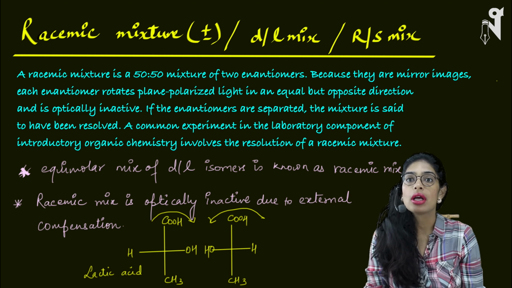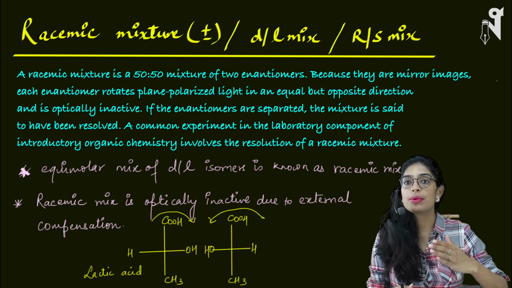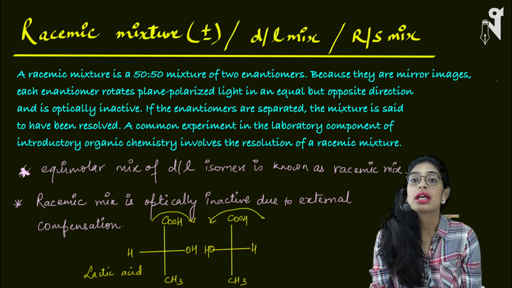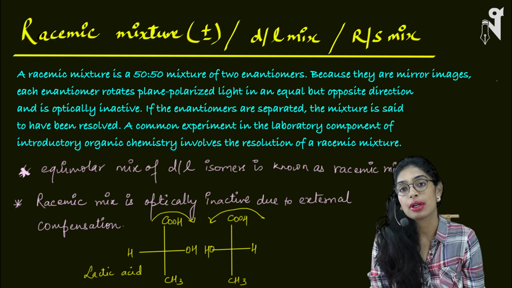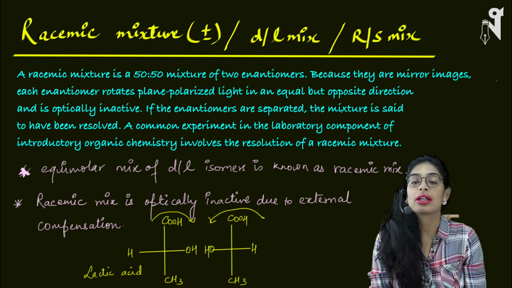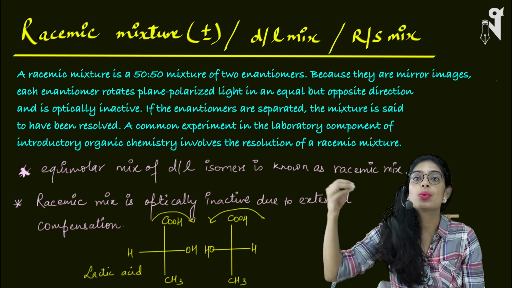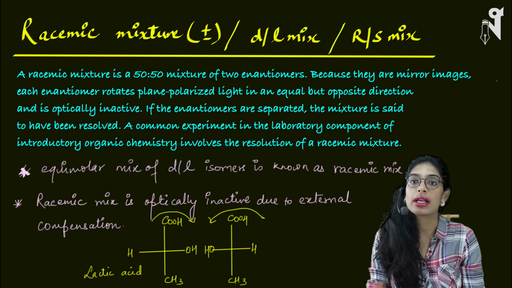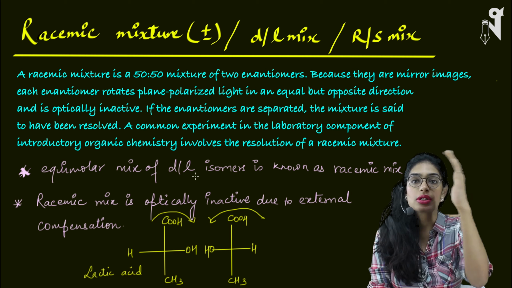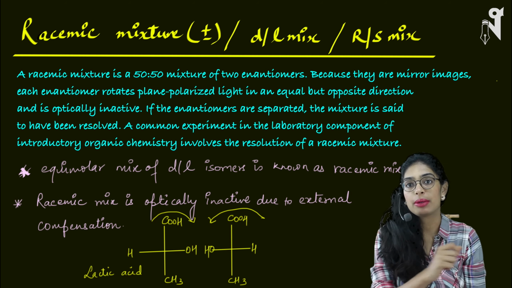No. Why not? Because the mixture I have is R and S both. 50% of R will move the light in one direction and 50% of S will move it in the other direction. Hence the compensation will happen. Whatever movement has to happen gets cancelled by each other, and hence the plane polarized light will come out of the solution unaffected. The solution will not show optical activity, and there will be no change in the angle of the plane polarized light.